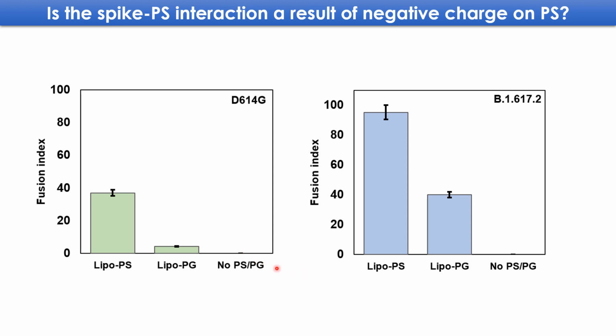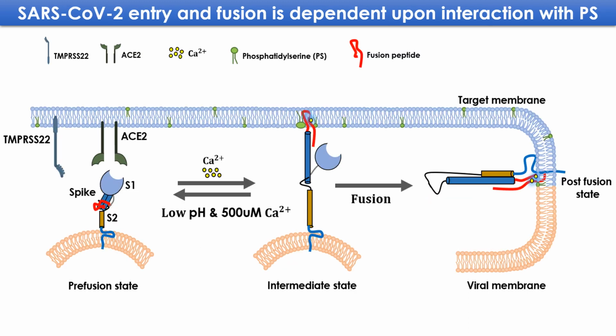However, here it is very important to mention that only 1 to 2% of PG is present in mammalian cell membrane, whereas PS is present in abundance in mammalian cell membrane. This brings me to the model that I have proposed based on all the data that I discussed right now. According to this model, the viral spike interacts with ACE2 and TMPRSS2 on the host cell membrane, and the virus is then endocytosed. And during late endosomal maturation, when the pH is low, its conformation changes and the fusion peptide interacts with phosphatidylserine, following which membrane fusion takes place.